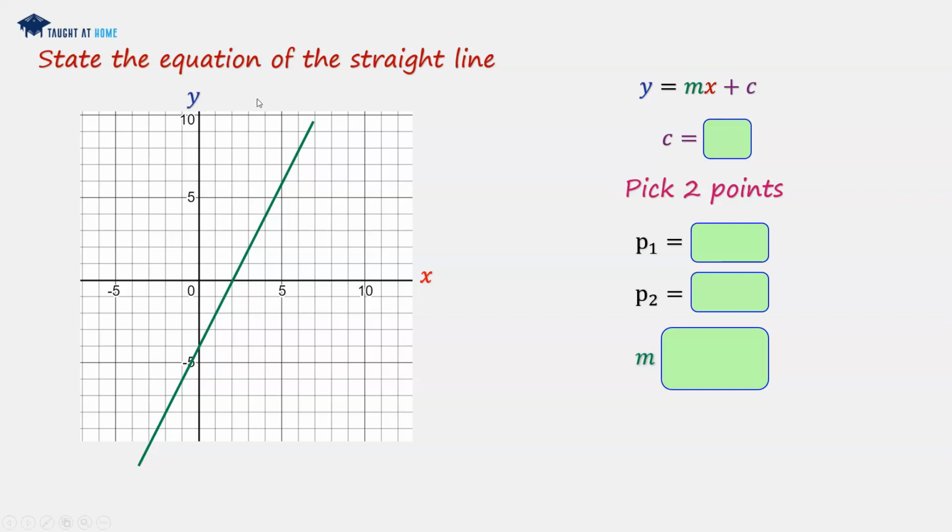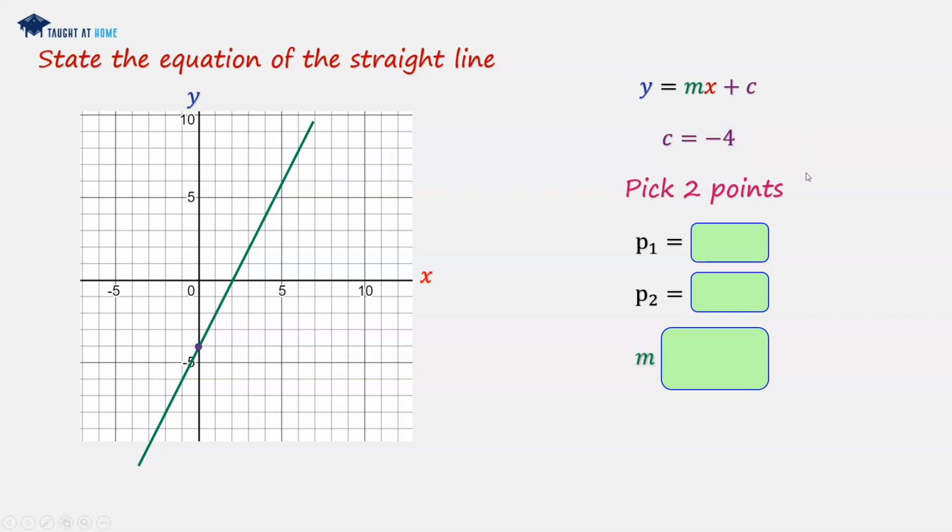So example 1. State the equation of the straight line. We are given the graph of the straight line and we are to state the equation. So we know that it's going to have the form of y equals mx plus c. First thing we're going to do is figure out what c is. From the chart we're going to locate the y-intercept, which is here, and we're going to mark that point, and we see that that is equal to -4, so in this case c is equal to -4.